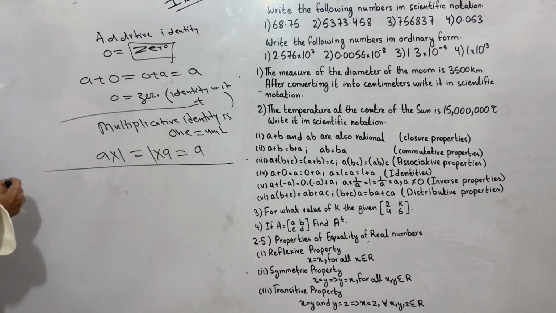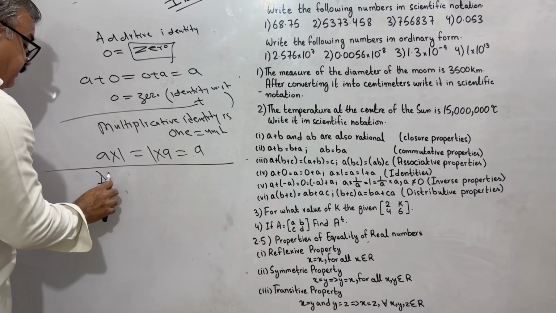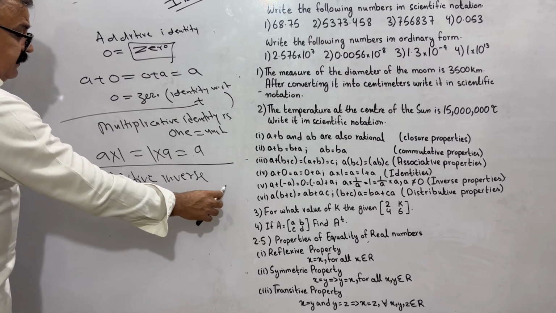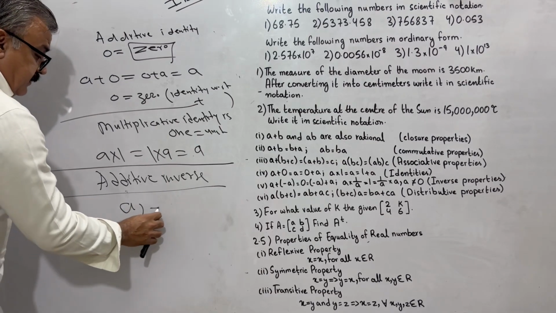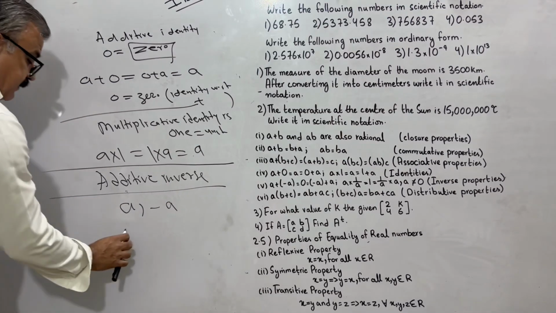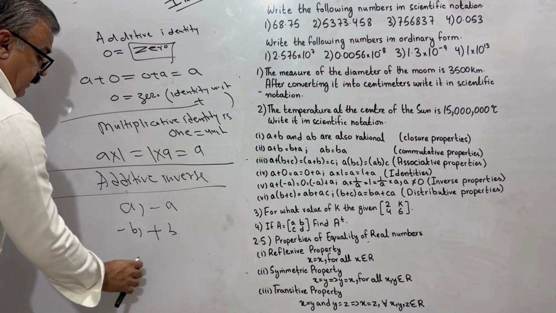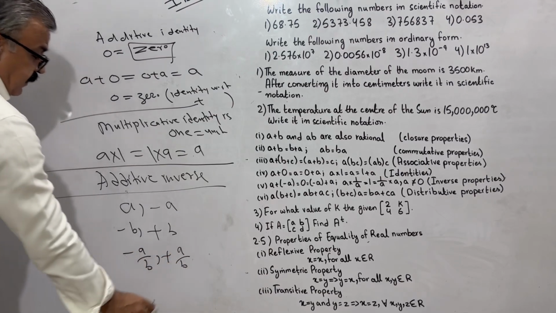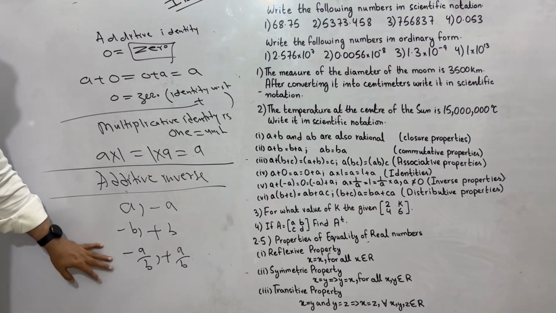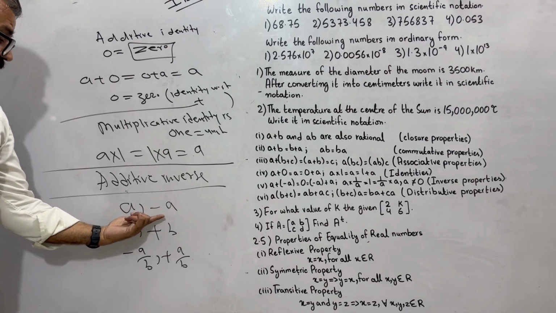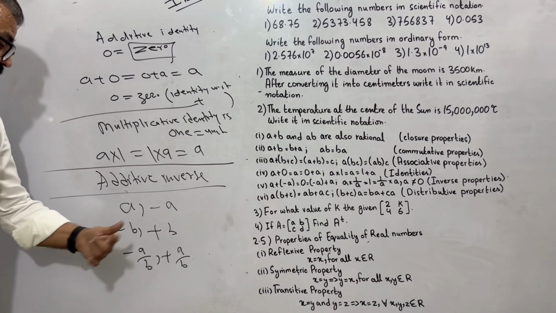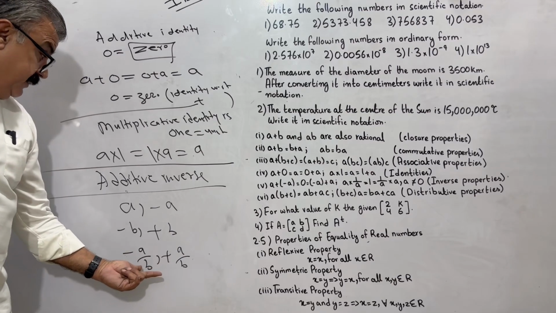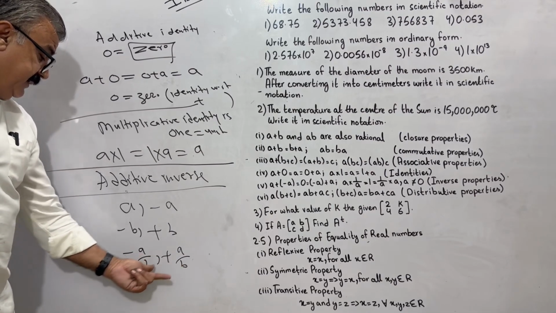Let's see their inverses. Additive inverse: to find the additive inverse, change the symbol. The additive inverse of A is minus A. The additive inverse of negative B is positive B. The additive inverse of minus A over B is positive A over B. A and minus A are additive inverses of each other. Minus B and positive B, and minus A over B and A over B, are also additive inverses of each other.